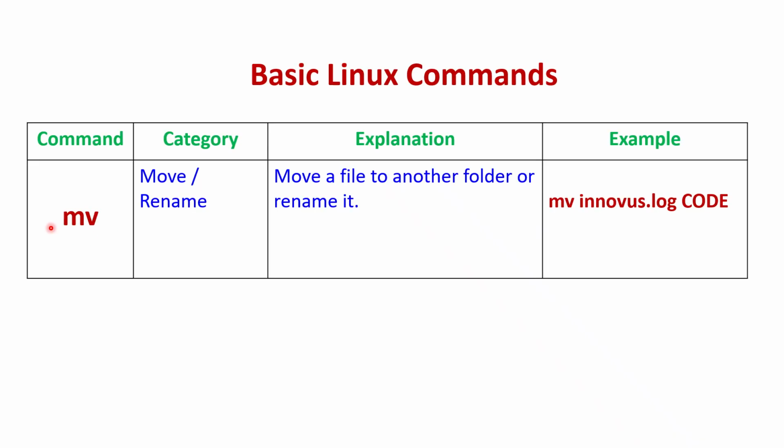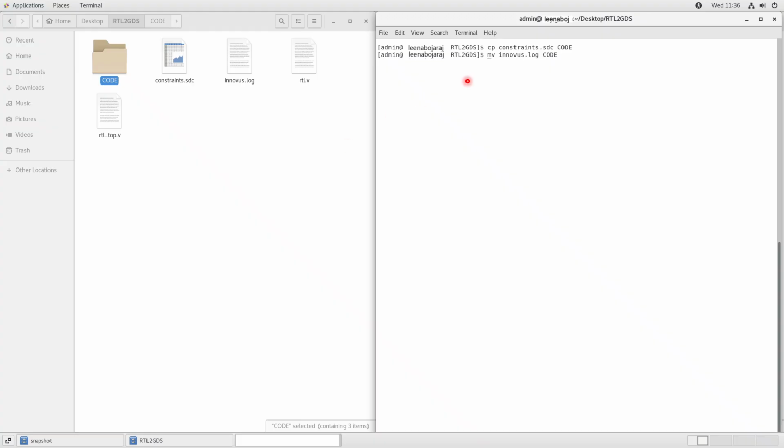The next command which we are going to see is mv. mv is used for moving a file from one folder to another, and it is also used for renaming the file. Let us see how it is working in the terminal. First, I am going to move a file from one folder to another. Here, I am going to move this innovus.log into the code folder.